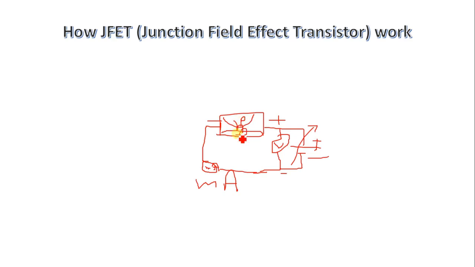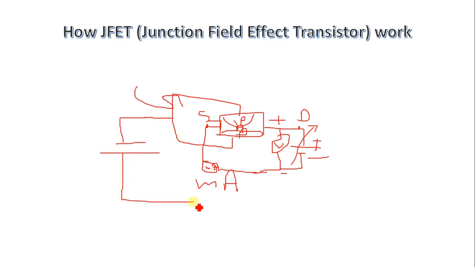Now the next is, if we apply p-type impurity here, that is an NPN structure. This is the source, and this is the drain voltage, and this is the gate G, which is connected to a battery. There is also a voltmeter. The name of this ID is the drain current. Here is a negative, here is a positive.